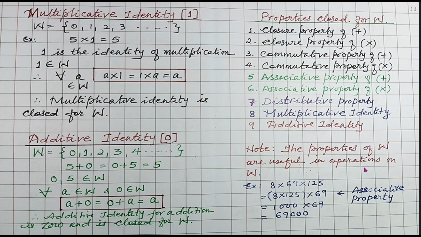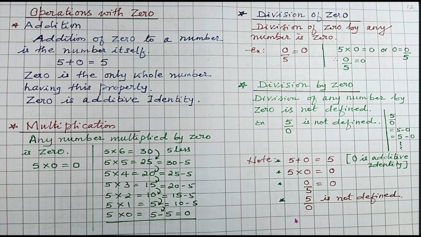The properties are very useful in various mathematical operations. I'll just take an example here. Supposing we want to multiply 8 into 69 into 125, we can apply the associative property, bring 8 and 125 together, and make a group of that. 8 into 125 becomes 1000, multiplied by 69 becomes 69,000, which is a very simple way of calculation using the properties. Now let us understand the operations with 0.